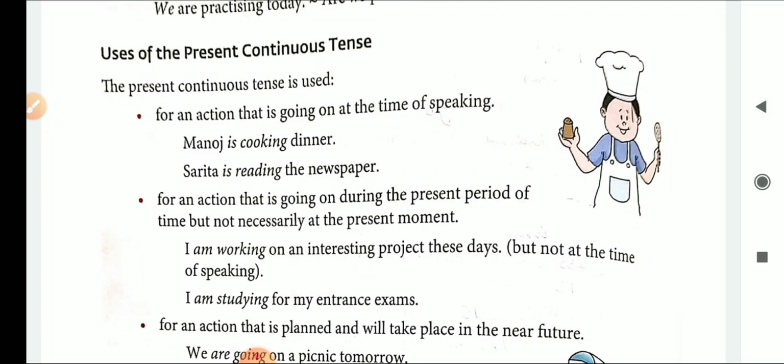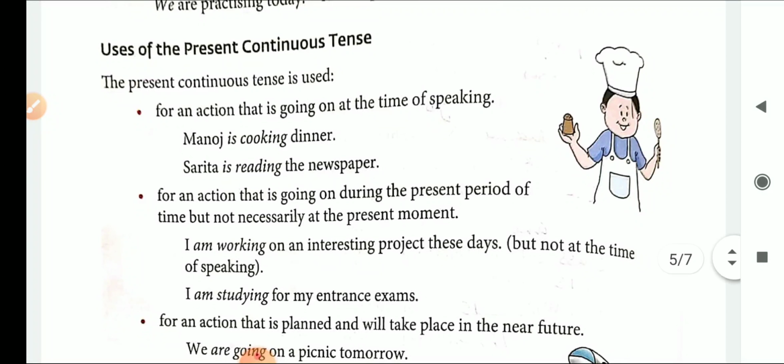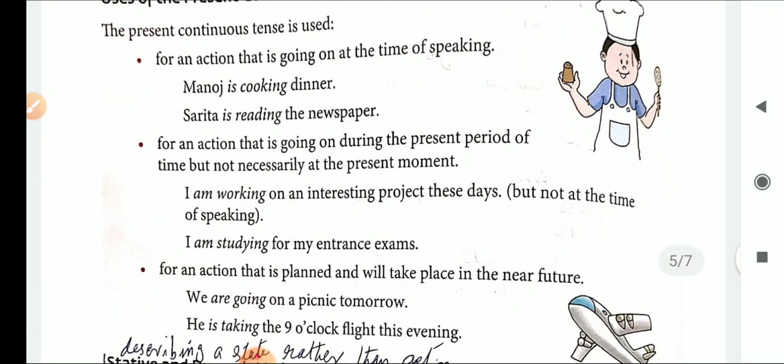Second, for an action that is going on during the present period of time, but not necessarily at the present time. I am working on an interesting project these days, but not at the time of speaking. It was started just before, but it continues. That action is continuing. So in this situation, we can use the present continuous tense.